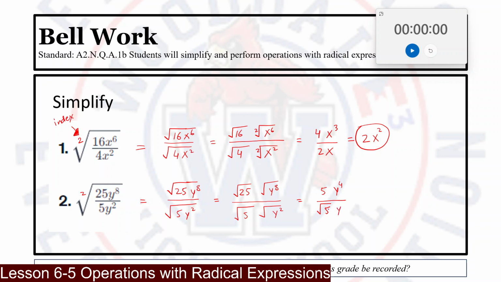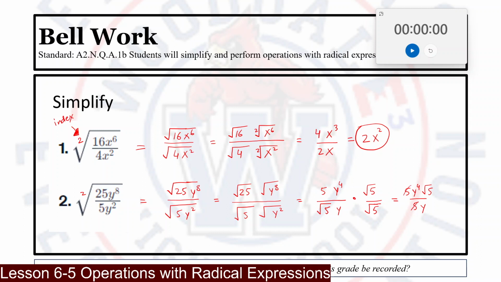We cannot have a square root symbol or any radical symbol in the denominator. So I'm going to multiply by a form of 1, which is square root of 5 over square root of 5. This is a form of 1. Because multiplying by this doesn't change anything in terms of the quantity, but it changes how things look. So in the denominator, square root of 5 times square root of 5 gives me 5. The y follows. On top I get 5 y to the 4th times square root of 5.